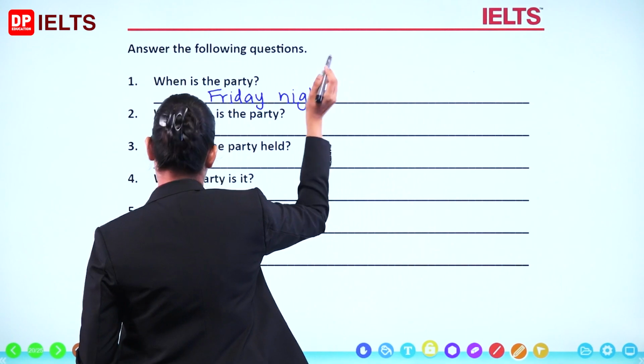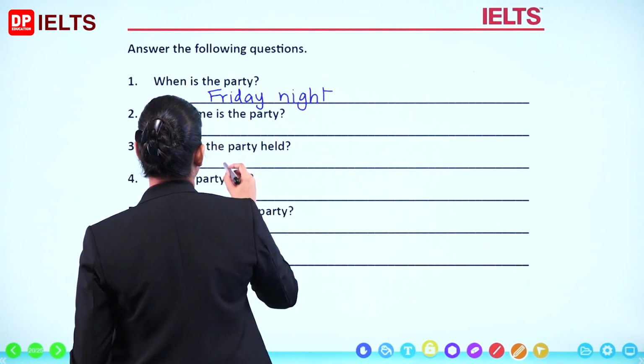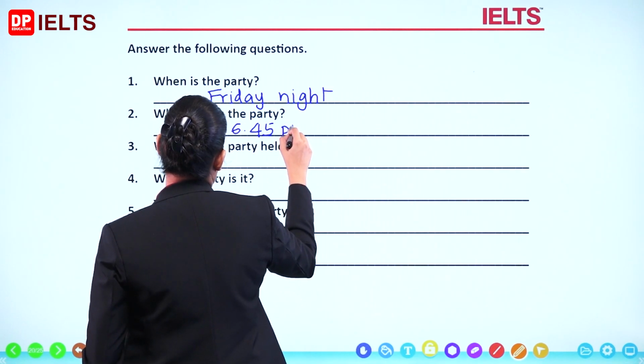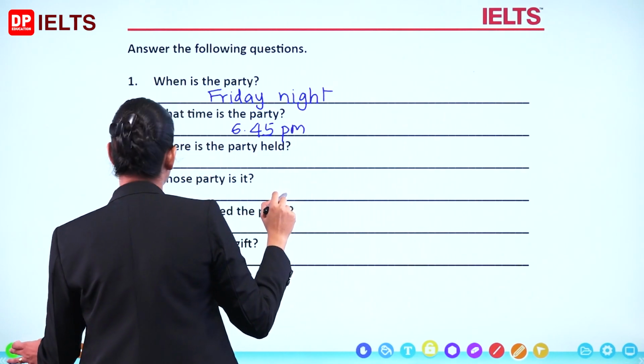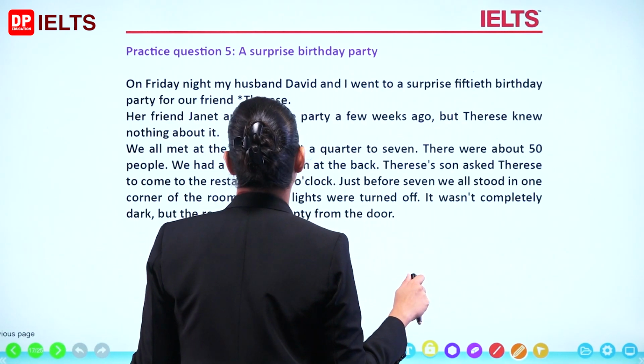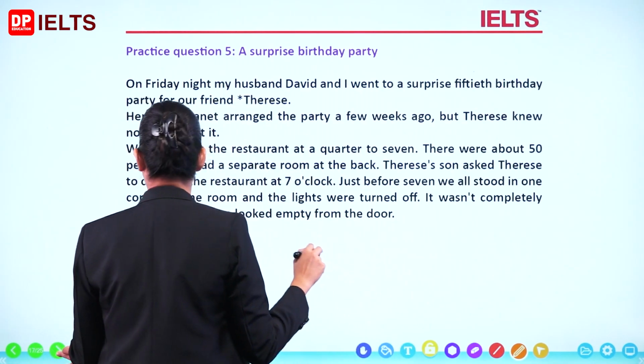Actually, it should be "when was" because it's over. What time was the party? At 6:45. Where is the party held? I think it was at a restaurant. At the restaurant.